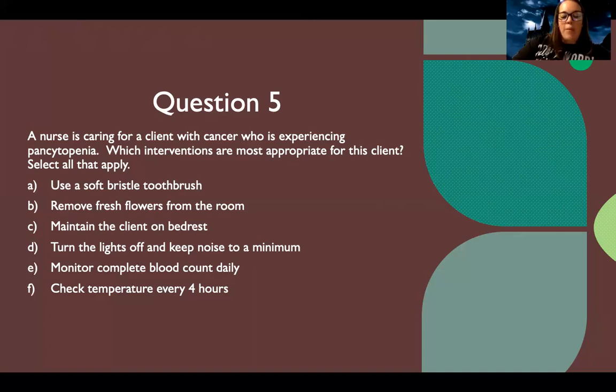Monitor complete blood counts daily. Well, this seems pretty important. This is something I need to monitor to see how it's going. Are they still neutropenic? Are they still thrombocytopenic? Are they still anemic? So I think monitoring that daily sounds appropriate. And like I brought up in the last question, you always want to look at how often is it appropriate to do this. Now, don't talk yourself out of it, because most of the time we don't focus so much on the time. We just focus on the overall picture.